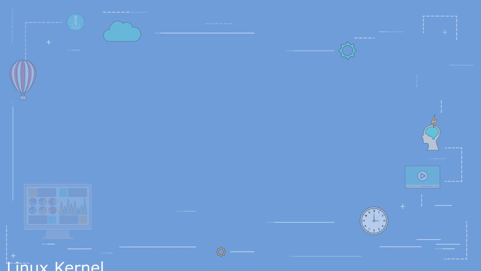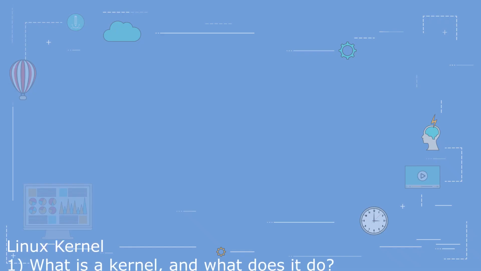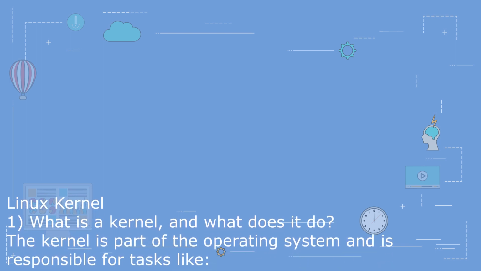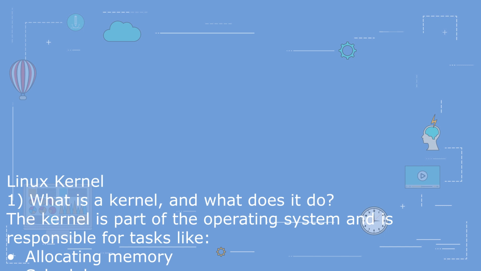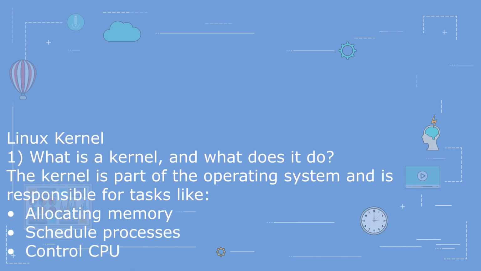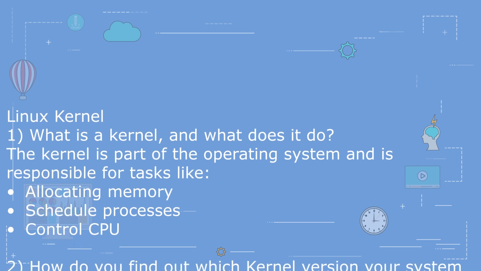Linux kernel interview questions and answers. 1. What is a kernel, and what does it do? Answer for this question is, the kernel is part of the operating system and is responsible for tasks like allocating memory, scheduling processes, and controlling the CPU.